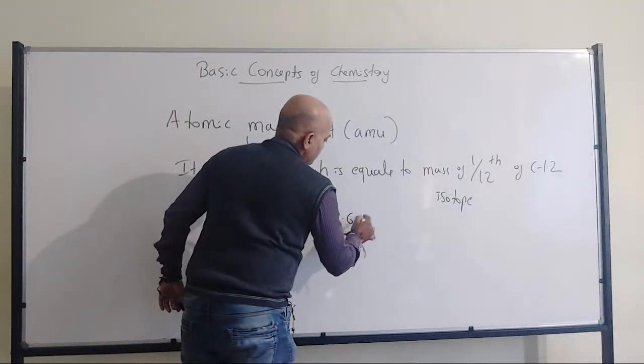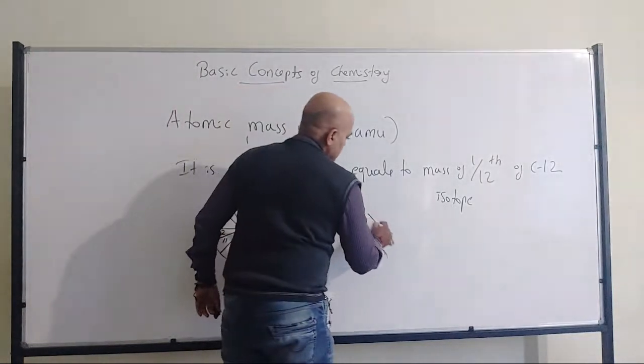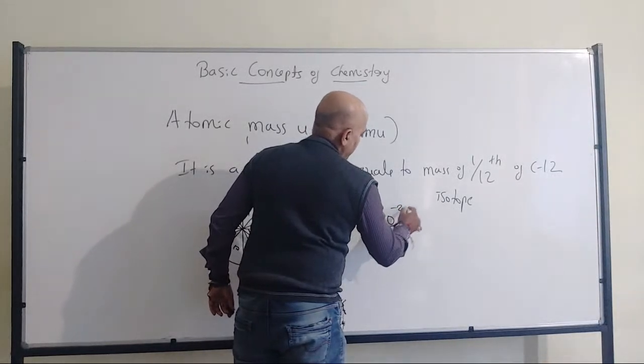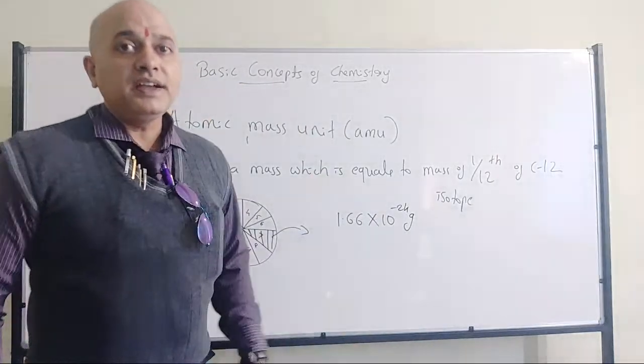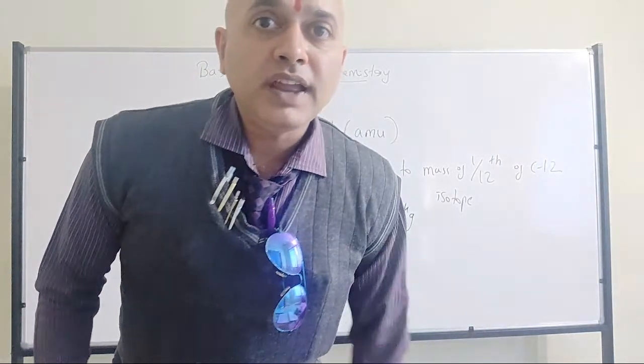So which can be somewhere around 1.66 into 10 to the power of minus 24 grams. Even some more digits are there. I have skipped.